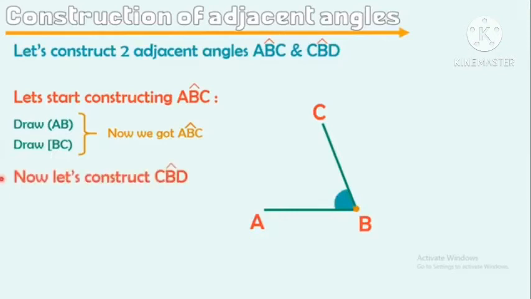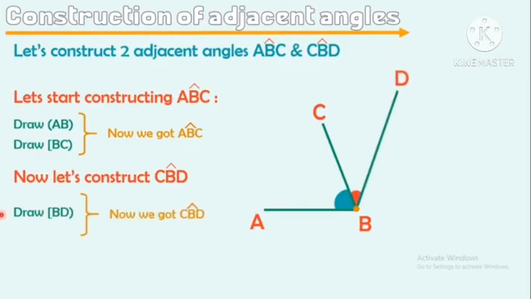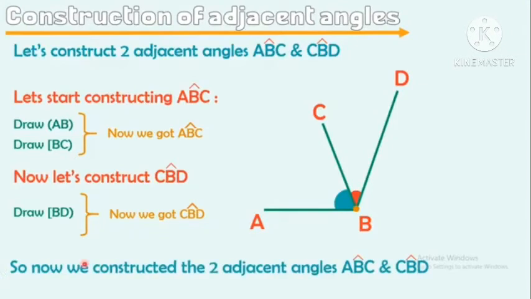Now, we want to draw angle CBD. Starting from C, put the protractor on B, and we continue. Starting from the vertex B, we draw the semiline BD. Now I have angle CBD. So these are two adjacent angles ABC and CBD of common vertex B.